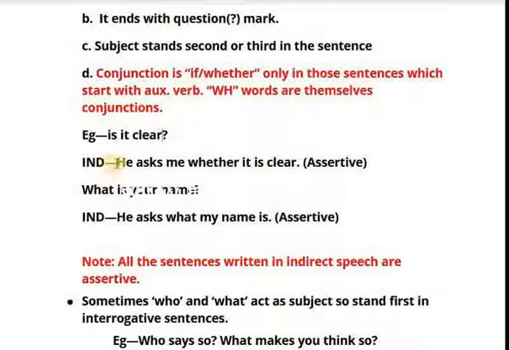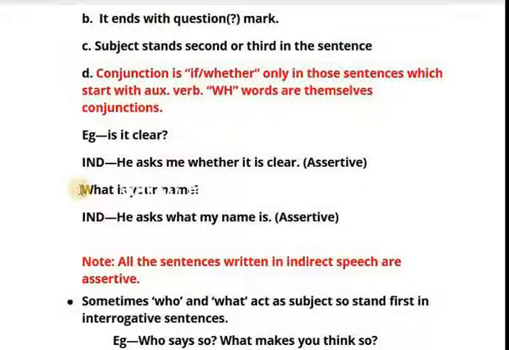Here is an example of indirect speech. He asks me whether it is clear. So if you are changing an interrogative sentence into indirect speech, this is how you need to change.